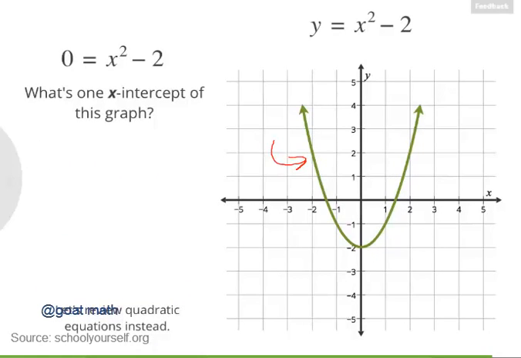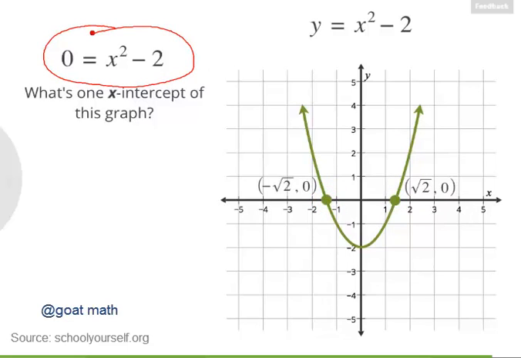Precisely. So this parabola has two x-intercepts, one at the square root of 2 and the other at the negative square root of 2. So by solving quadratic equations like this, you can find the x-intercepts for quadratic polynomials. And in a later lesson, we'll take a closer look at finding the x-intercepts of parabolas.